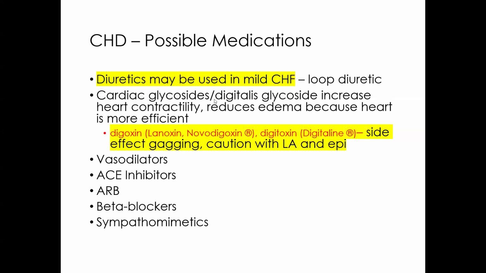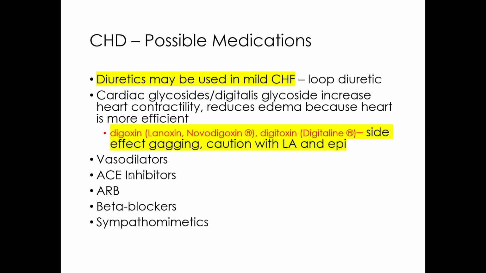Cardiac glycosides, digitalis glycoside, increase heart contractility. So this drug helps the heart beat harder, stronger, reduces edema, because that's why you get the edema, the heart's a weak pump. It's not pumping, so then there's acute fluid accumulation. Some very important side effects that go with digoxin or digitalis, whichever drug name you have, is gagging. So if someone's taking digoxin and you're taking x-rays, they might gag more. If you stick your mirror down to retract their tongue, they might gag more. And then we want to have caution with local anesthetic and epinephrine.